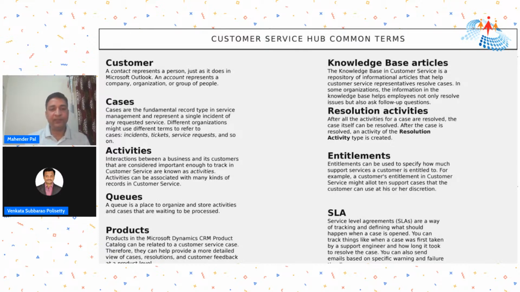Okay. And then we have the SLA. As I discussed, the SLA is basically a kind of agreement where you need to react to cases in a timely manner, depending on the priority, whether it's low priority or high priority, whatever the priority of the case is, and you have to respond accordingly. So that's what we call the SLA. Okay, so these are the most common terms that you will see when we are discussing the customer service hub.